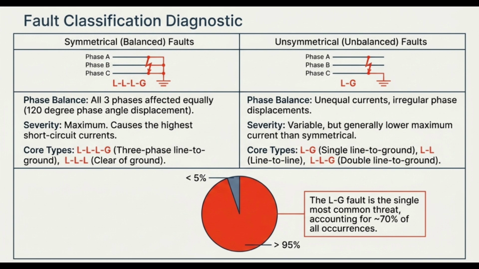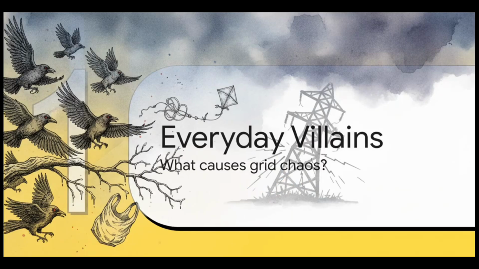What's genuinely wild here is the breakdown of how often these things actually happen. You think total three-phase meltdowns happen all the time, right? Actually, no. Symmetrical faults make up less than 5% of all transmission line faults. They are absolutely the most severe, but thankfully super rare. On the other hand, almost all of our grid chaos comes down to a single line just touching the ground or a neutral wire. That's a single line to ground fault, and it accounts for a staggering 70% of all faults. The remaining 25% are your other unsymmetrical faults, like maybe two lines swinging into each other during a bad storm.